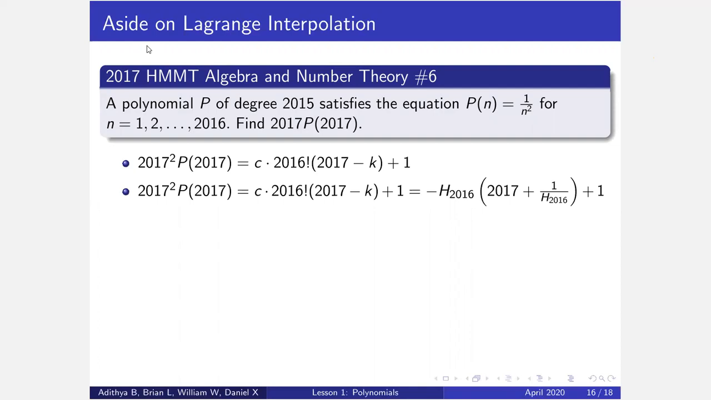So we sped forward a good bunch, but now that we have the values of C and K, we can just plug in 2017 into the expression and get the answer. So we have some expressions for how to solve for C and K.